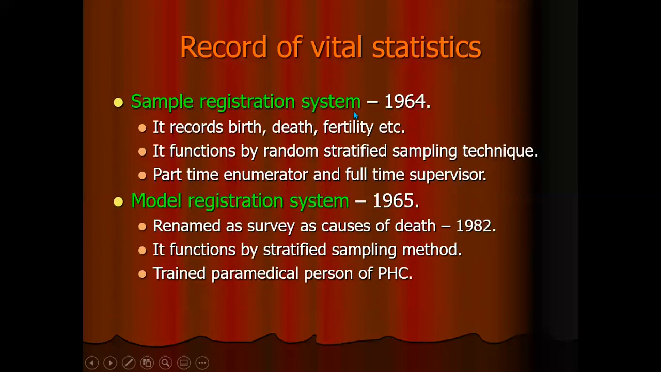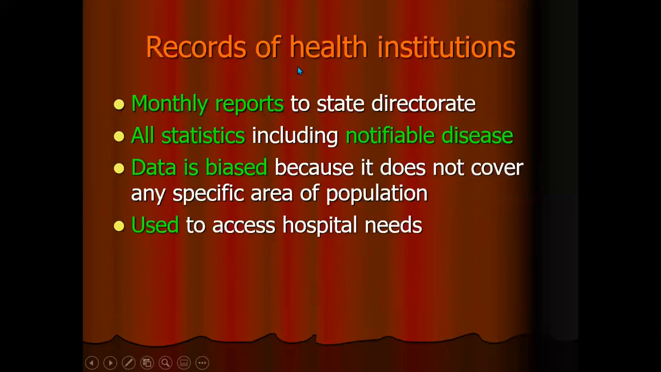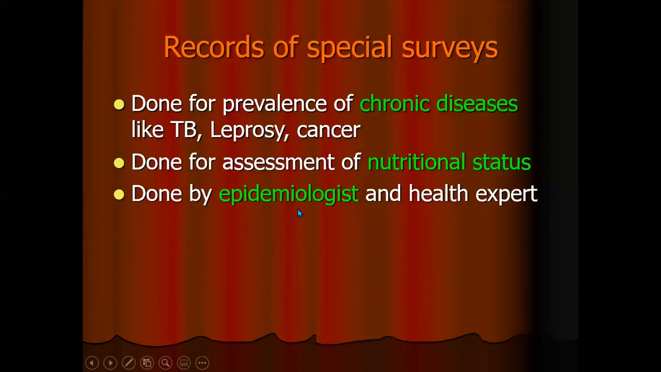Then there is the sample registration system 1964 and the model registration system 1965. These are basically sampling and survey techniques. Then data from other sources include records from health institutions like hospitals and nursing homes. Monthly reports are provided to the state directorate, and all statistics including notifiable diseases are recorded. Data from health institutions is biased because it does not cover any specific area of population. This data can be used to assess the hospital needs.